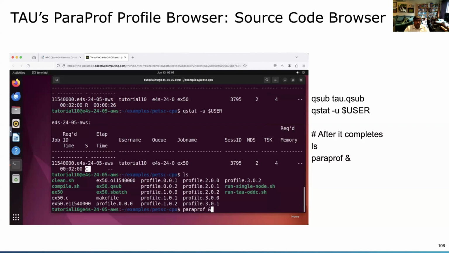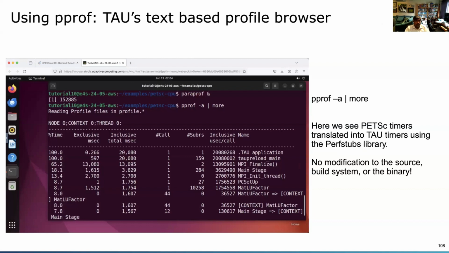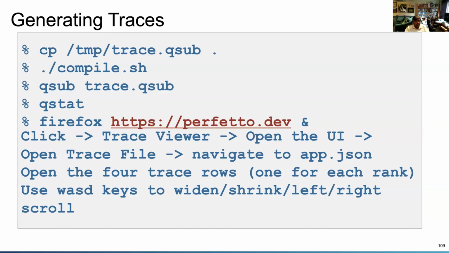Then say qstat, see that it completes, launch paraprof. Again, right click on a particular rank, see the thread statistics table, and expand the call path. You can also use pprof to see the text output for the profile data. And this is the next interesting part where you can see the traces.